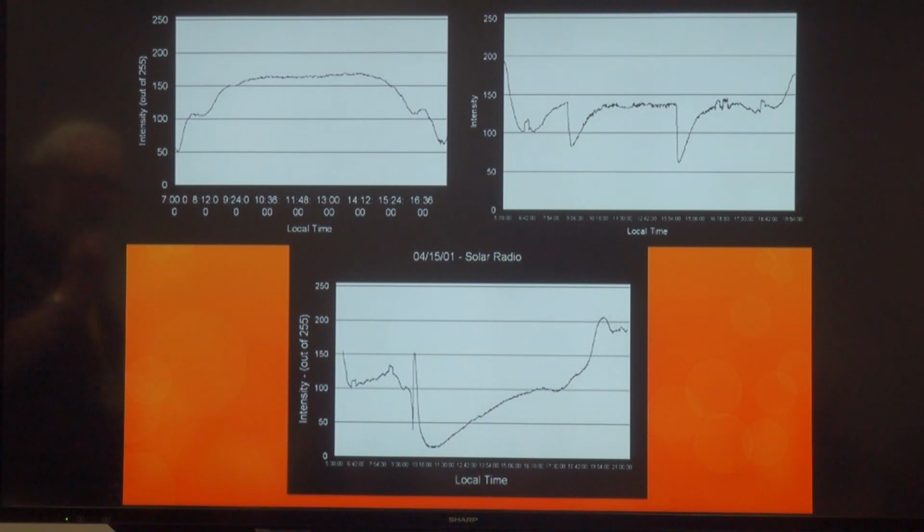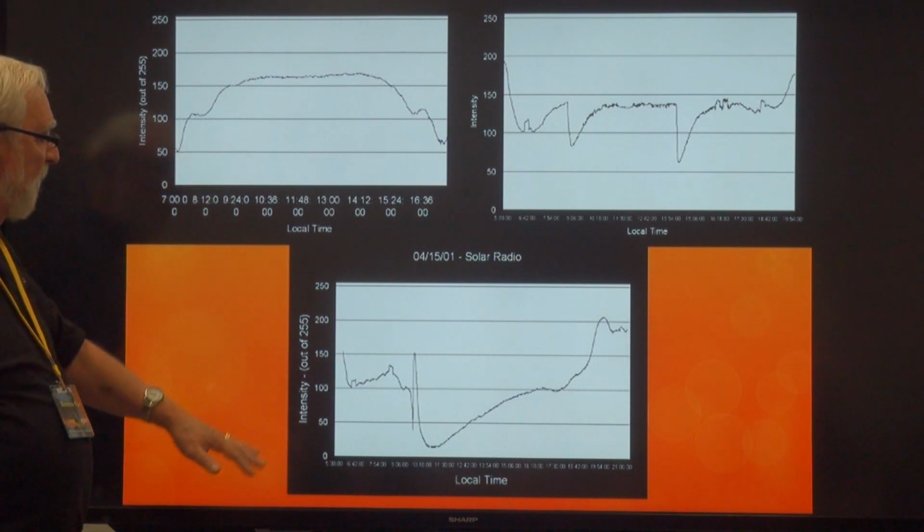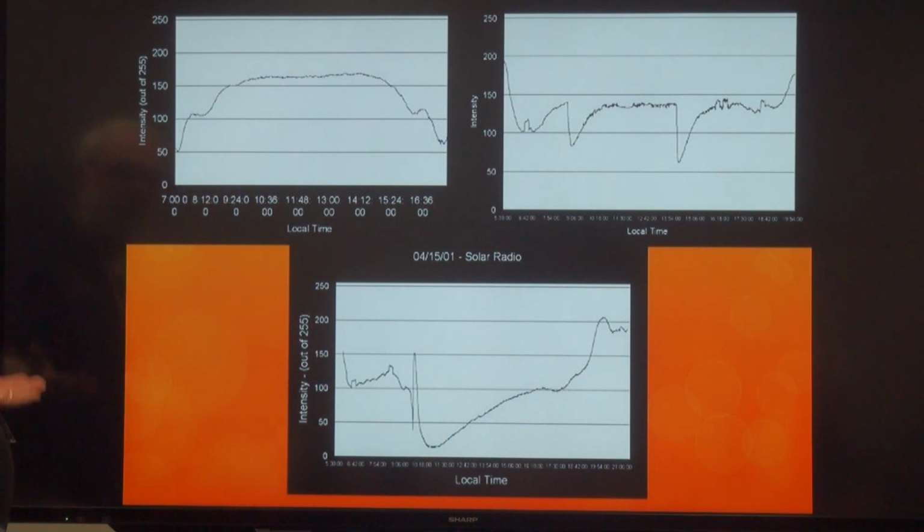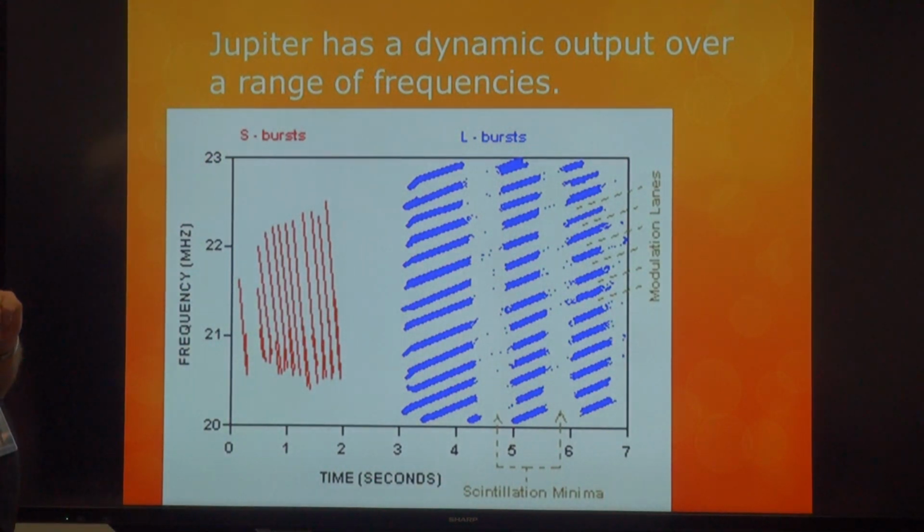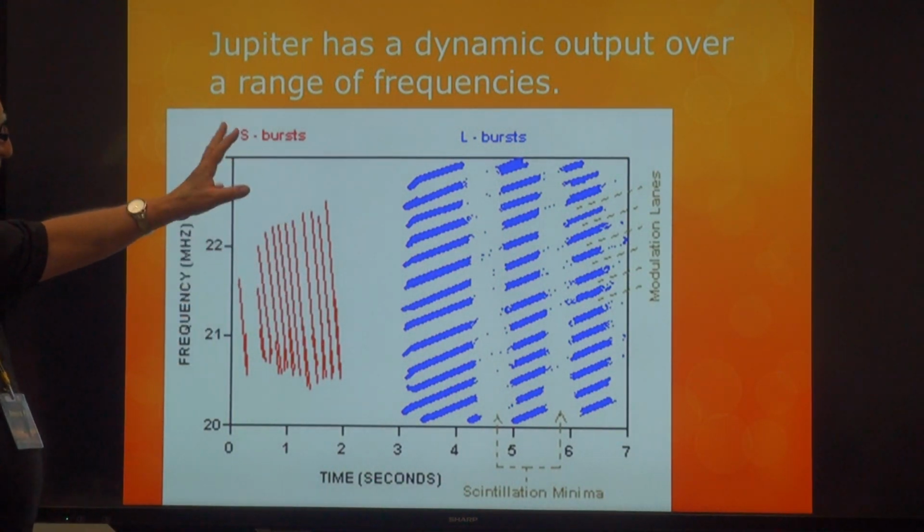Sorry, I put this slide in here and I forgot what it's for. Solar radio, solar radio, solar radio. Sorry. All right, Radio Jove. These are the kinds of things you're going to pick up.